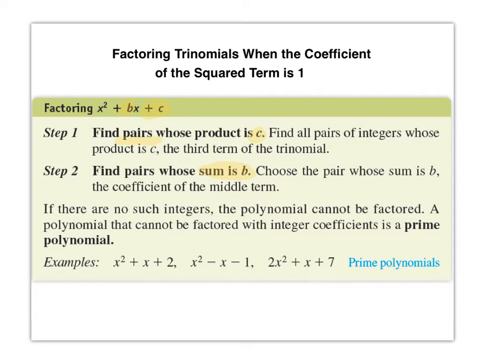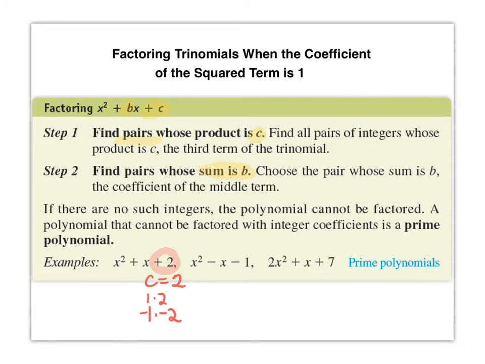And here are some examples of trinomials that cannot be factored. Let's look at these examples and determine why they're considered prime. Well, in this case, the C term is equal to 2. We want to list all the factors of 2. And the factors of 2 are 1 times 2 or negative 1 times negative 2.